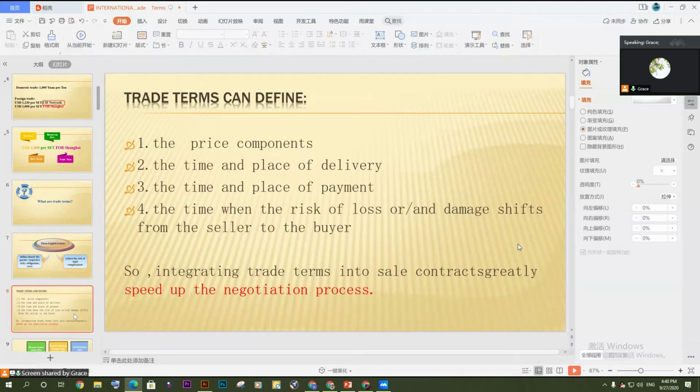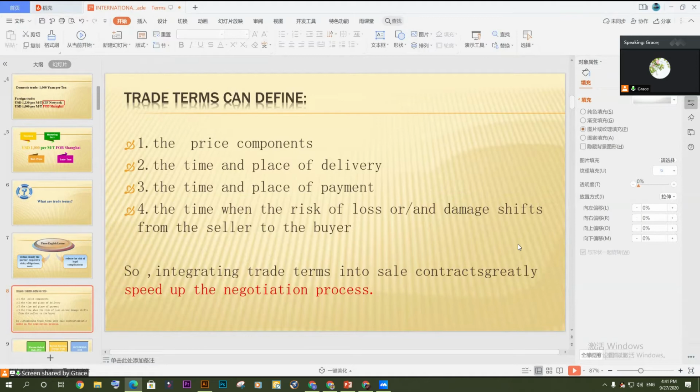So that will define the critical points between the buyer and the seller. The critical point means that before this point, the loss of the products will be borne by the seller, but the loss or damage of the products after this point will be paid by the buyer. So that is the critical point.